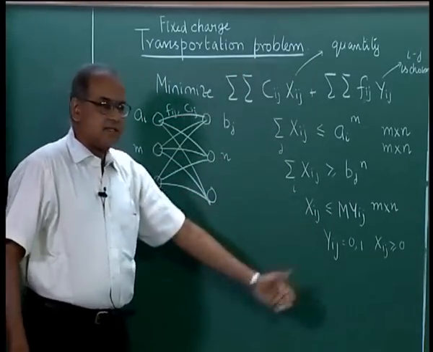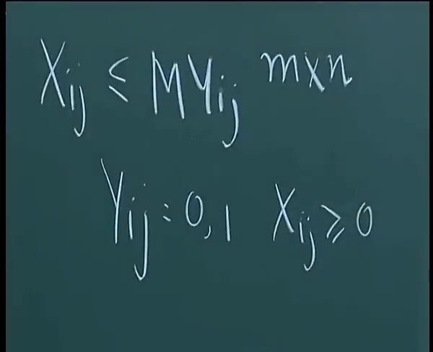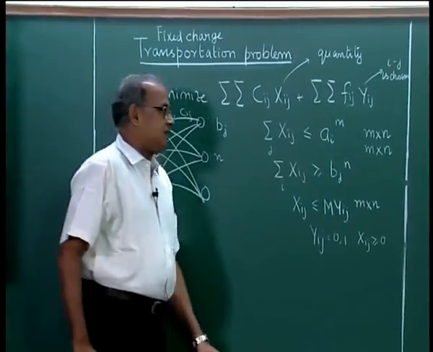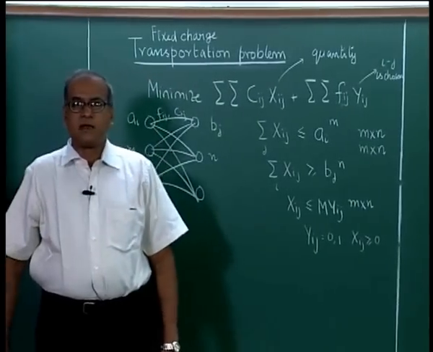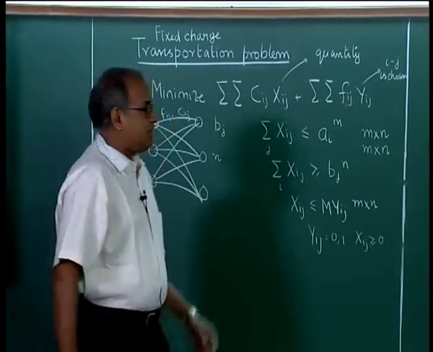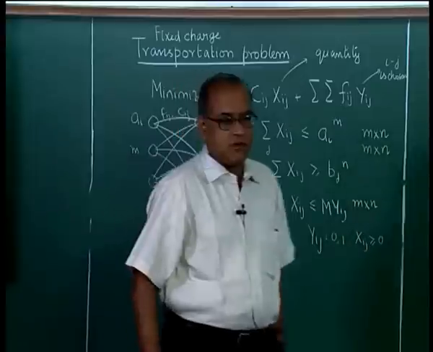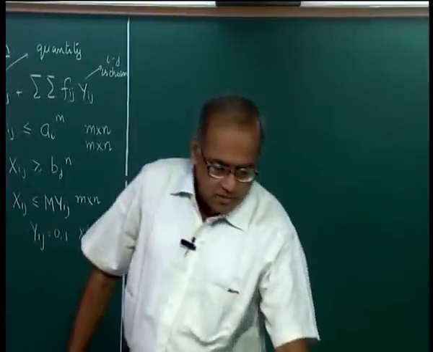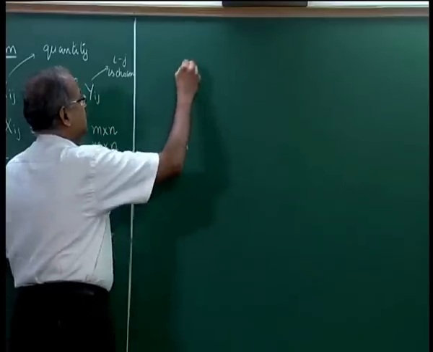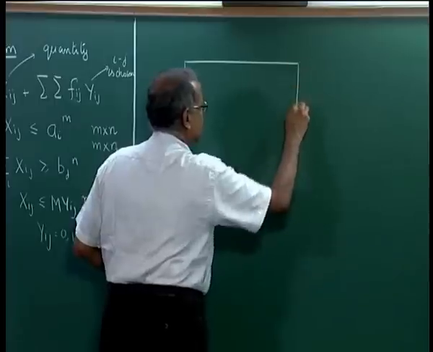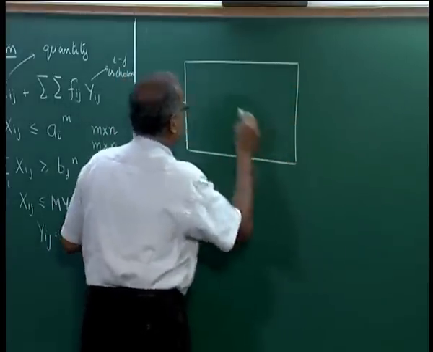Now we can solve this as an optimization problem, like a mixed linear integer programming problem, where some of these variables are binary variables, some of these variables are continuous variables. Now we can solve this to get the optimum solution to this problem. So let me look at a 3 by 3 problem that we have already seen and try and add a fixed charge to it. So we look at this 3 by 3 problem.